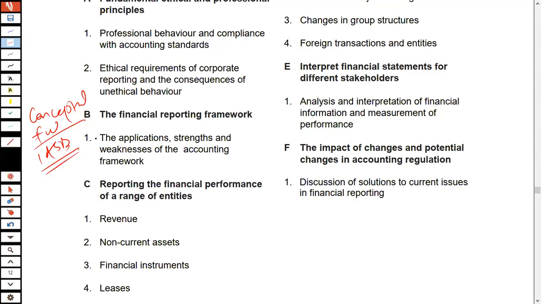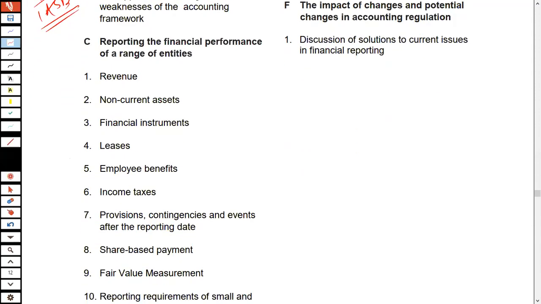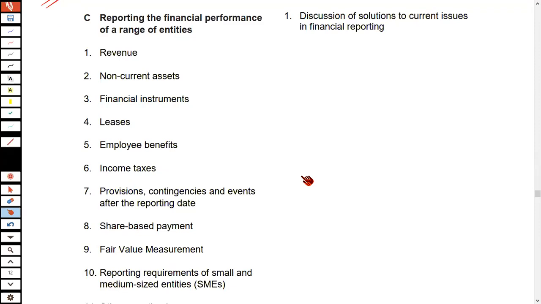Let's move a bit forward. Now, with respect to part C, you could see the name of all accounting standards. There are some of the standards that you do know from your past studies, and there are a few standards which are totally new for you people.